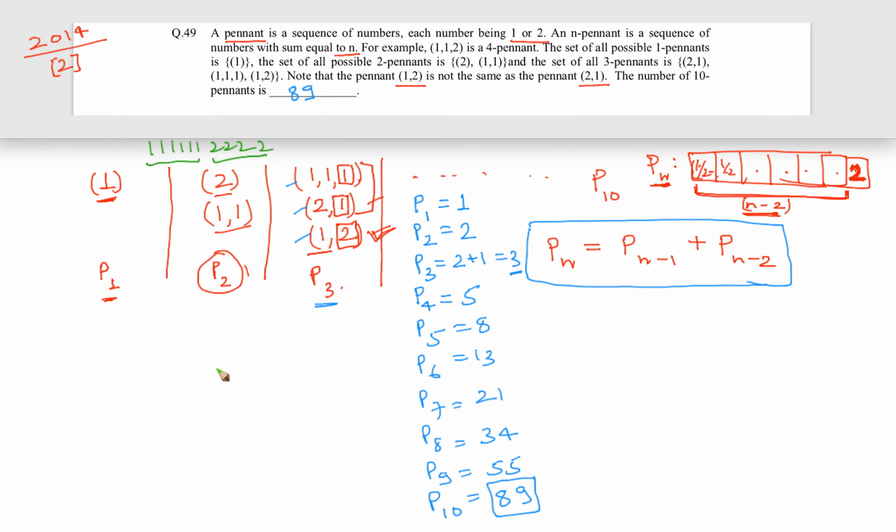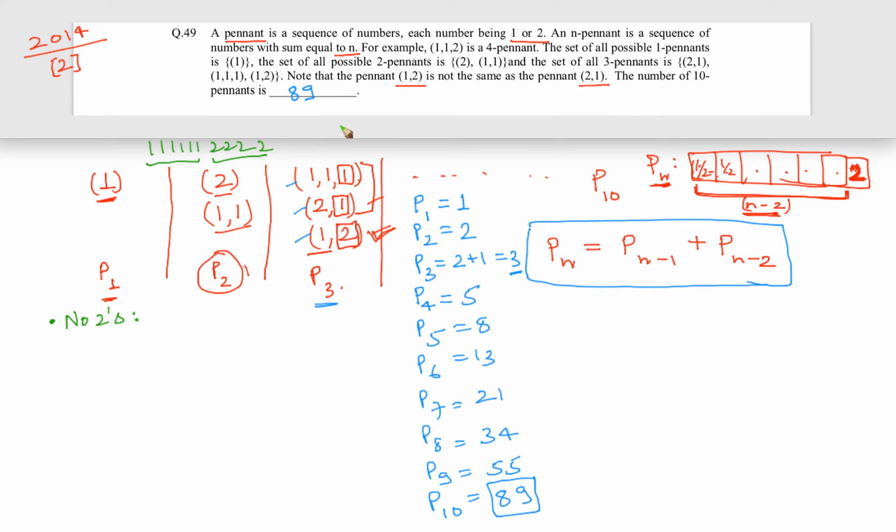So we can use combinatorics to find whatever the count is. The only thing is that we have to divide it into some cases. So let's take case 1 where there are no 2s. So let's say there are only 1s. If there are no 2s, then there are only 1s.